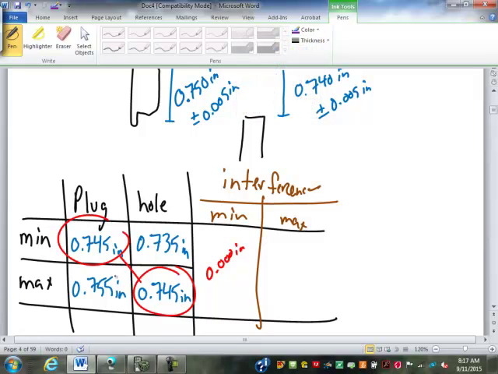Then, of course, our maximum interference comes when the plug is large and the hole is small. It's 20 thousandths. 20 thousandths might actually be a little bit difficult to press in. This is one of the reasons why aftermarket parts are a problem.